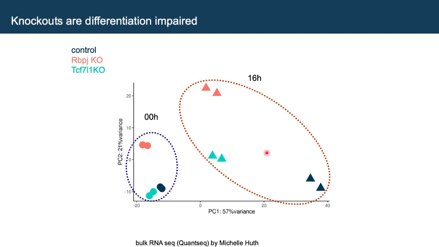Because if we start comparing these cell states, we will see a lot of indirect effects just because the cells are really not where they should be. They're just not in the right cell state. And to solve this problem, we then turn to single cell sequencing.